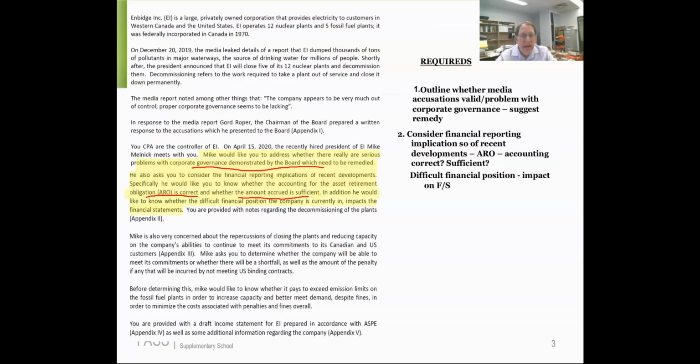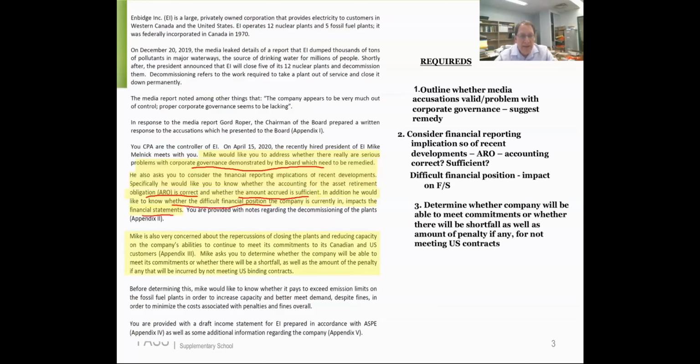All right. Next sentence, he would like to know whether the difficult financial position impacts the financial statements. Fine. I just kind of put that with number 2. But they're concerned whether or not they can meet their commitments to the Canadian and U.S. customer. He wants you to determine whether the company will be able to meet its commitments or whether there'll be a shortfall, as well as the amount of the penalty that will be incurred by not meeting the U.S. contracts. So I write that down. That's when we're getting into numbers.